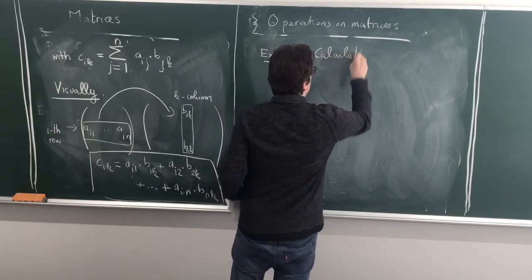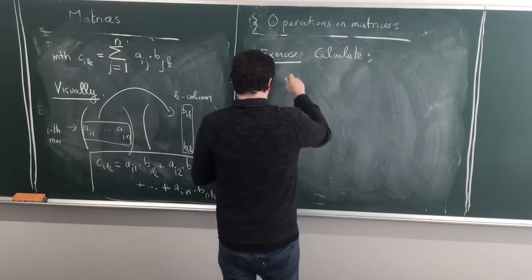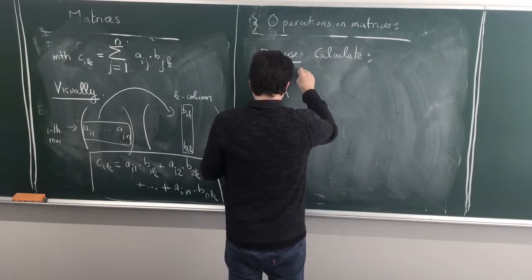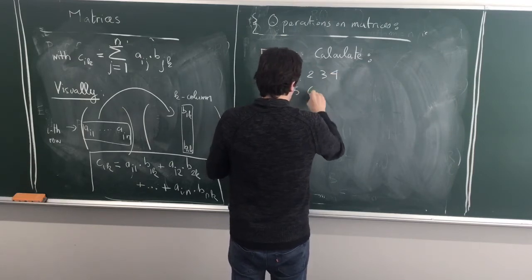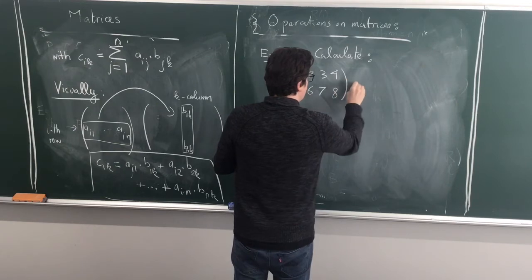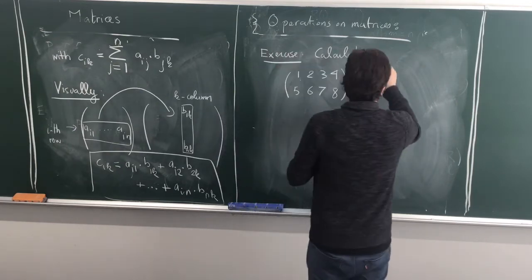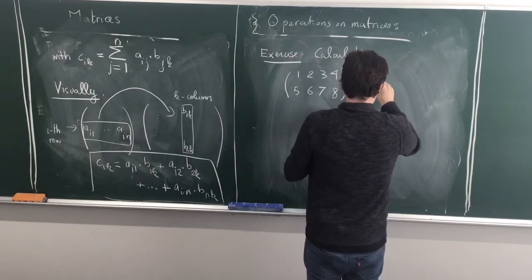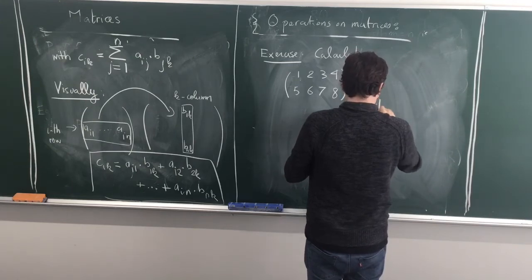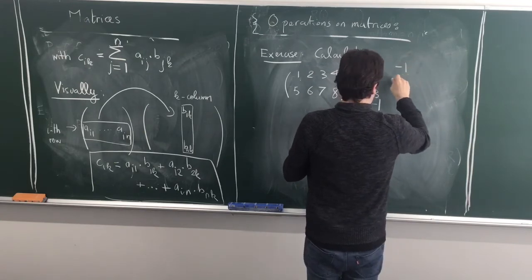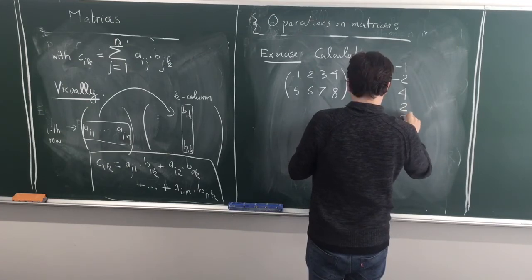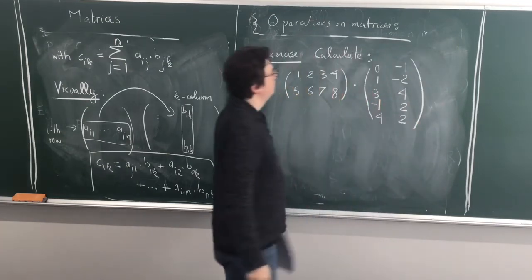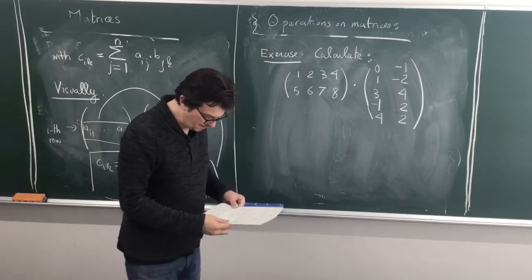Calculate. So you are going to calculate the following product: 1, 2, 3, 4, 5, 6, 7, 8 times 0, 1, 3, minus 1, 4, and minus 1, minus 2, 4, 2, and 2. Okay. So please try to calculate this.